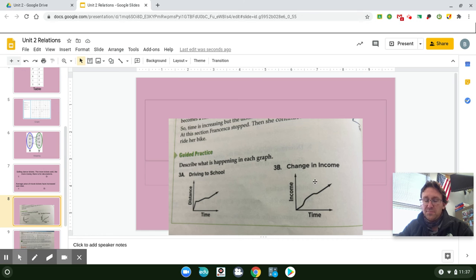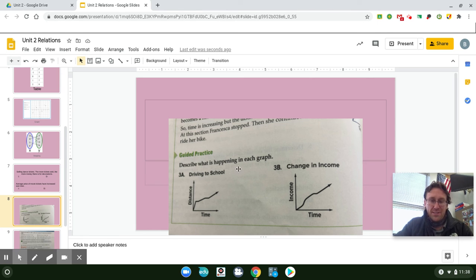Here for this one, again, time is our independent. What's going on with our income? It goes up, then it goes up quickly, then it goes up, then it stays the same, then it goes up. So there was a time there where our income was pretty steady, but then it went up fast. Maybe we got a raise, and then it was going up steadily, and then it stayed the same for a little bit, and then it started going up again.